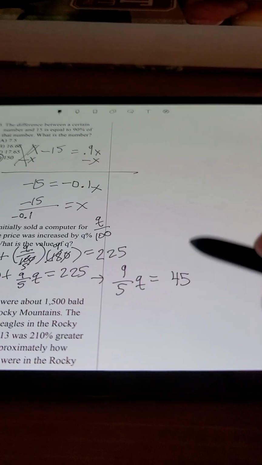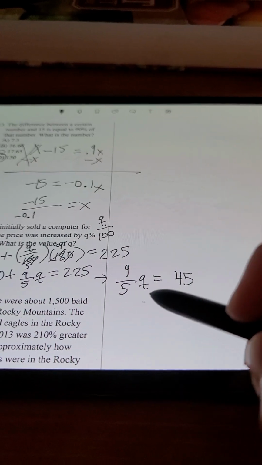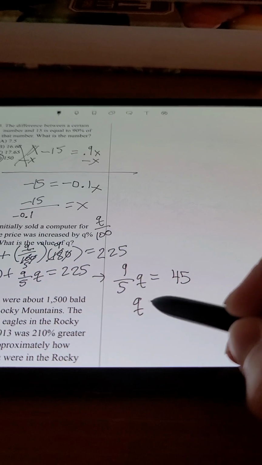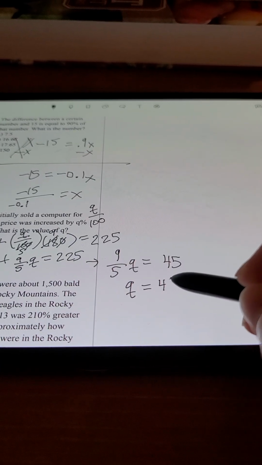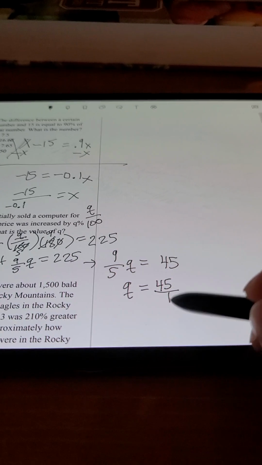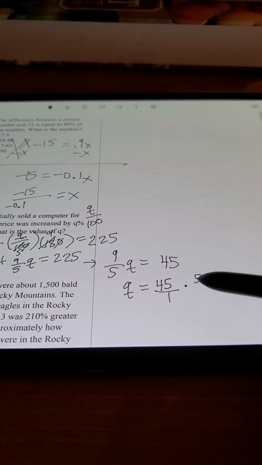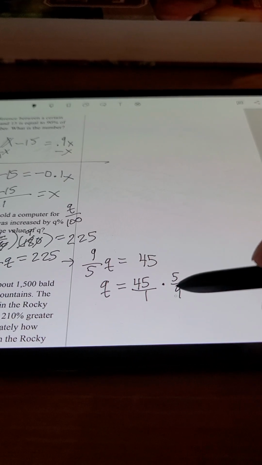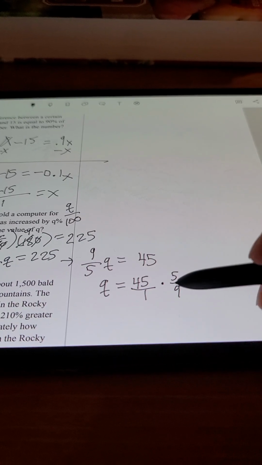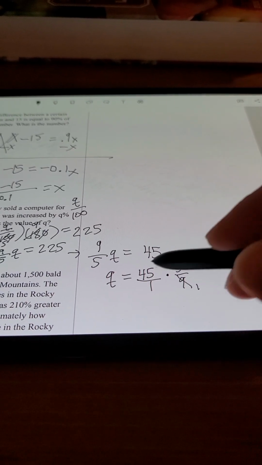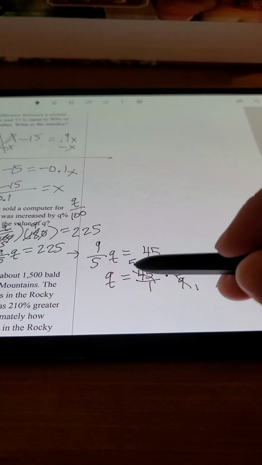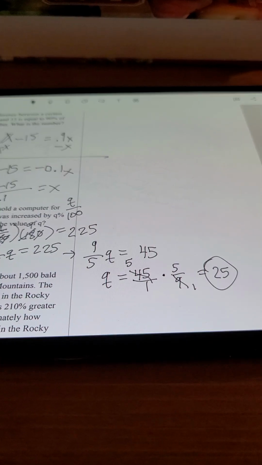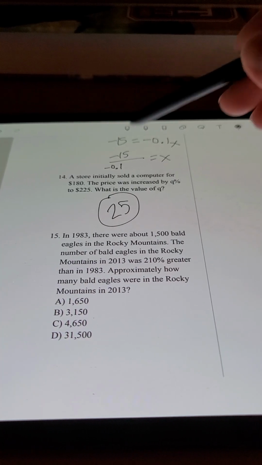And then now to get Q by itself, I just have to divide by 9/5. Dividing by a fraction is the same thing as multiplying by the reciprocal because of keep, change, flip. So I'm really doing this. I'm saying I have 45, which is the same thing as 45 over 1, times 5/9. Now I can cross cancel. You could put this in a calculator if you want, but I can cross cancel, say 9 goes into 9 one time, it goes into 45 5 times, and then I'm just left with 5 times 5, which is 25. So now let's do number 15.